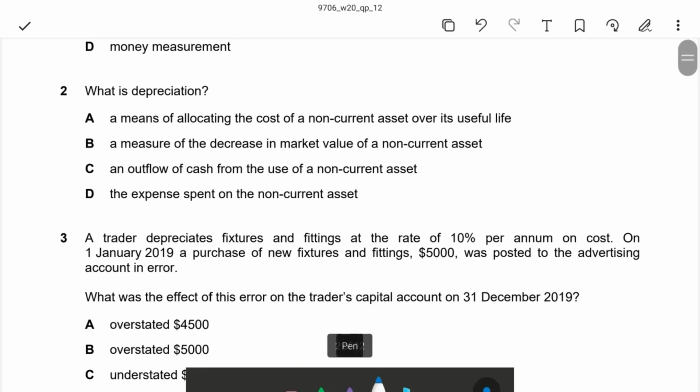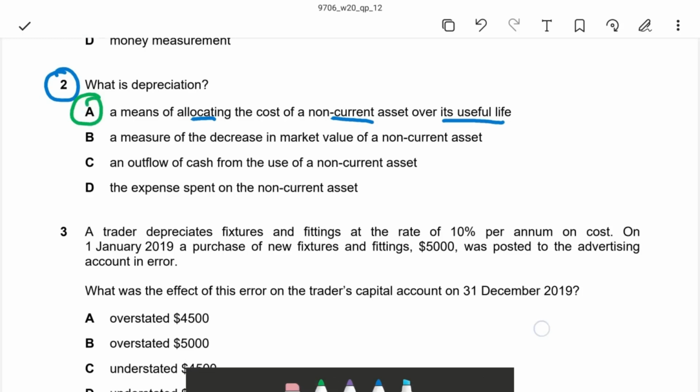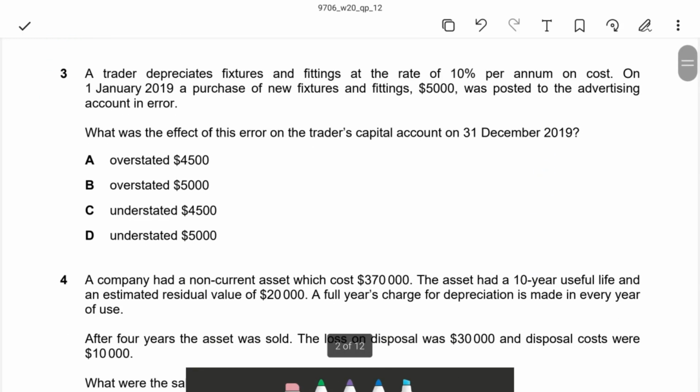Next, what is depreciation? The first option, a means of allocating the cost of a non-current asset over its useful life. Perfect. That is the allocating of the cost of a non-current asset over the entire useful life. So the correct answer is option A. Next, question number 3.